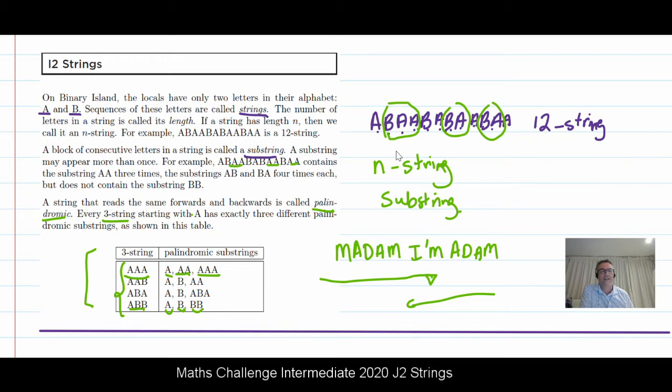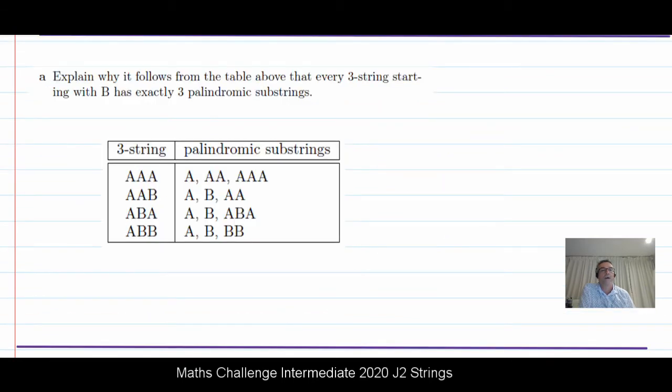I notice when they list these, they first list palindromes with 1 letter and then palindromes with 2 letters, and then palindromes with 3 letters. That's giving us a clue what might be a good way to list these palindromes. So question A is about 3 strings. Now in the table we had 3 strings that start with A. It's now asking us about the 3 strings that start with B. And it says, we said all the ones that start with A have exactly 3. Can you explain why it follows that if they start with B, there are also 3?